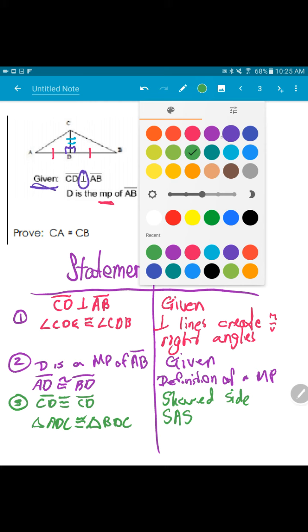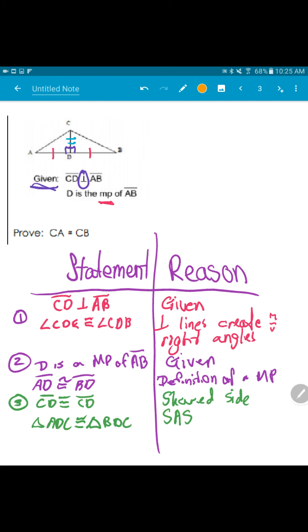But we still haven't actually proven what we set out to, which is that CA is congruent to CB. I'm just going to colour those in orange. That's the hypotenuse of our triangle. We didn't have it, which is why we couldn't use HL when we proved our triangles were congruent there in step 4. So our final statement is that CA is congruent to CB. And our reason behind that is our new one, CPCTC, or corresponding parts of congruent triangles are congruent.